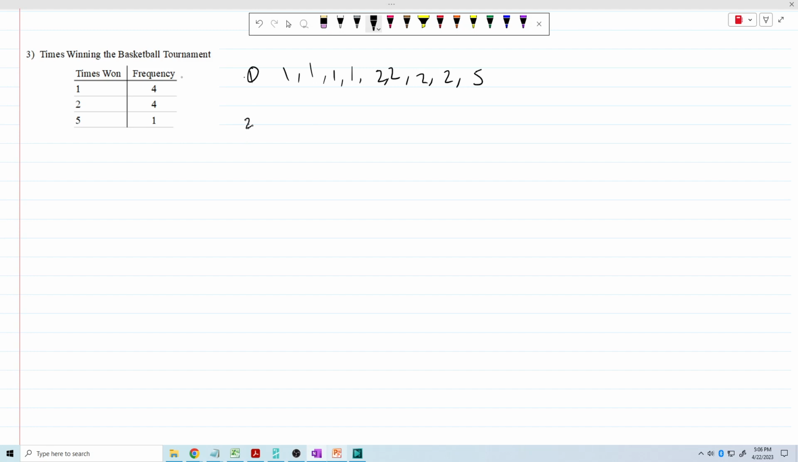So let's talk about center. Measures of center, so mean. So we got 4 plus 8, that's 12, plus 12 plus 5, that is 17. 17 over 9, which comes out to be some sort of a decimal here, guys. There we go, 1.9.